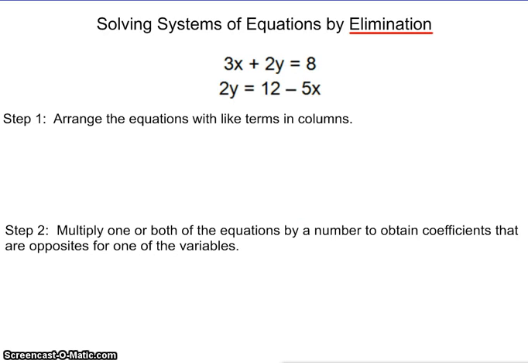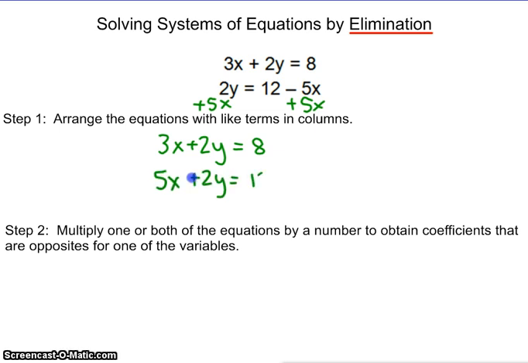Alright, let's do one more. Notice that these are not currently in the columns. X and y are not like terms, so we need to rearrange. So I'm going to keep the top one, because it's x plus y equals a constant, but I'm going to add 5x to both sides to move this 5x to the other side. So 5x plus 2y equals 12.